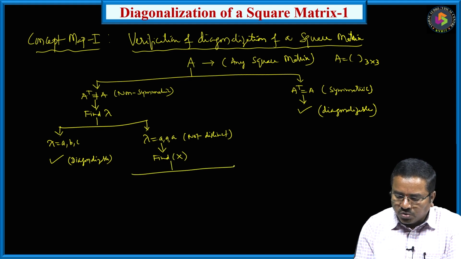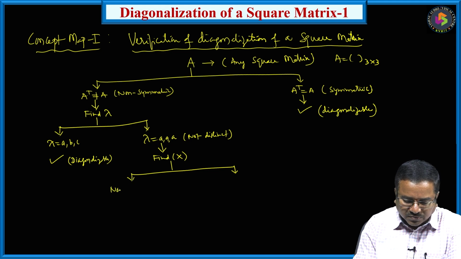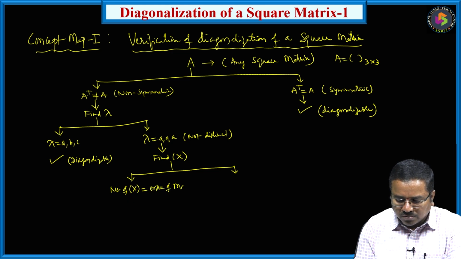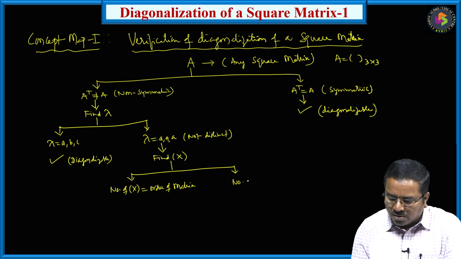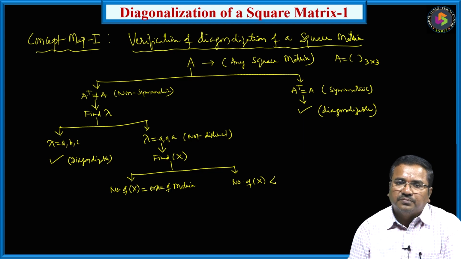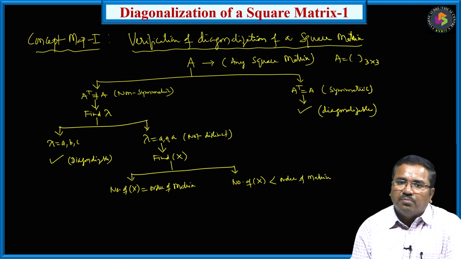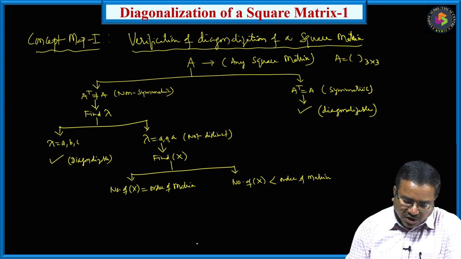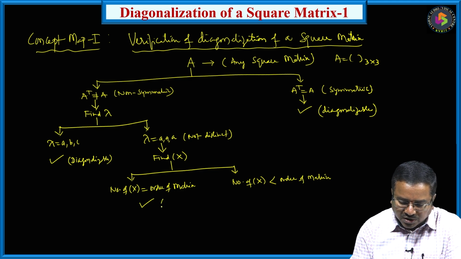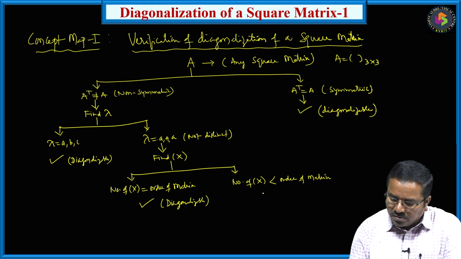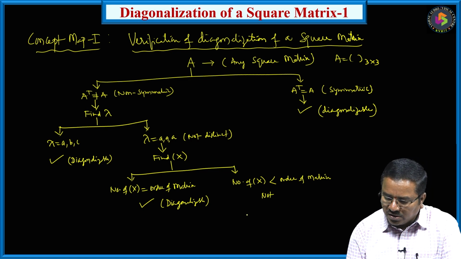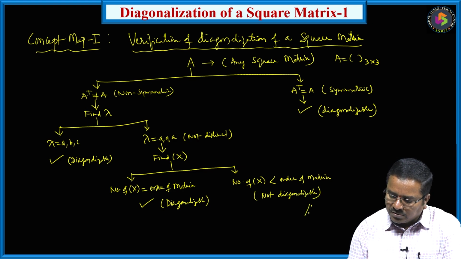So for eigenvectors, again two cases arise here. In the first case, the number of eigenvectors is equal to the order of the matrix. The second case, the number of eigenvectors is less than the order of the matrix. So whenever, in the case of repeated eigenvalues, the number of eigenvectors is equal to the order of the matrix, it is diagonalizable. But if the number of eigenvectors is less than the order of the matrix, it is not diagonalizable.